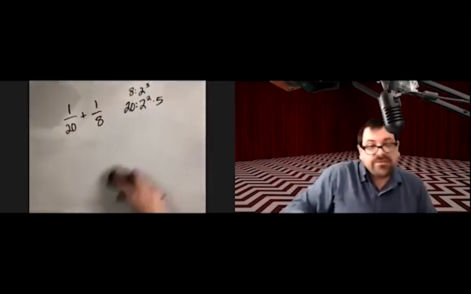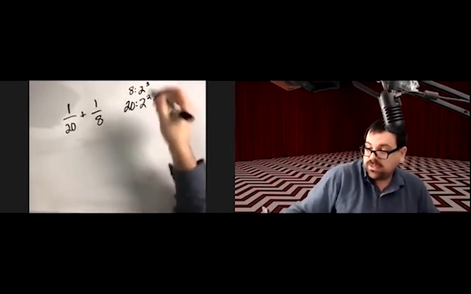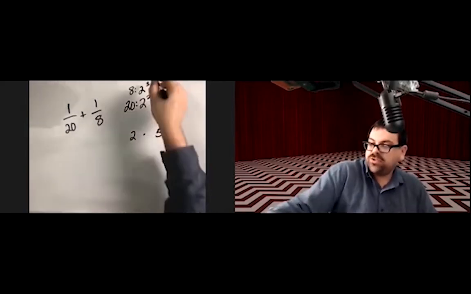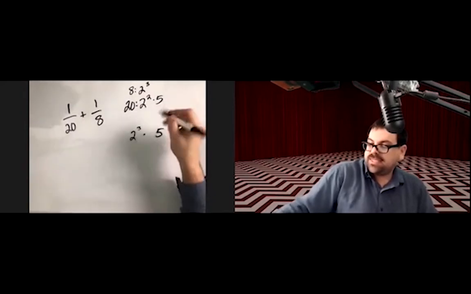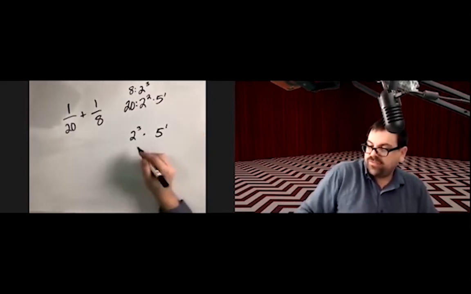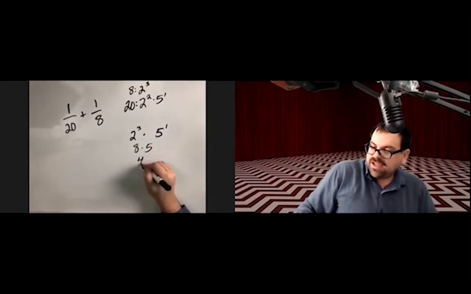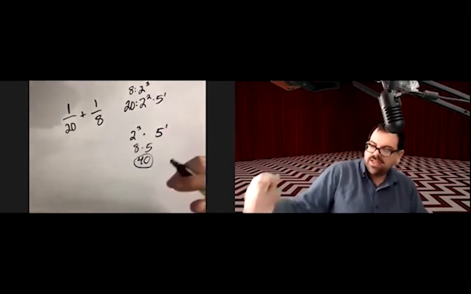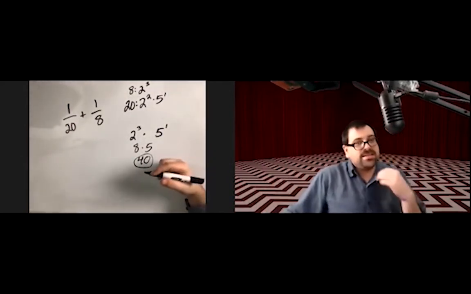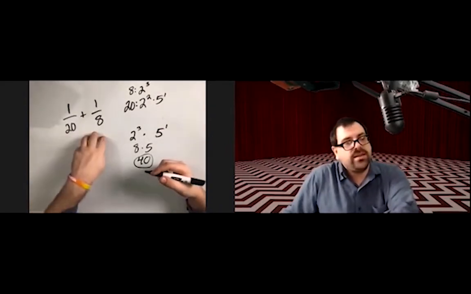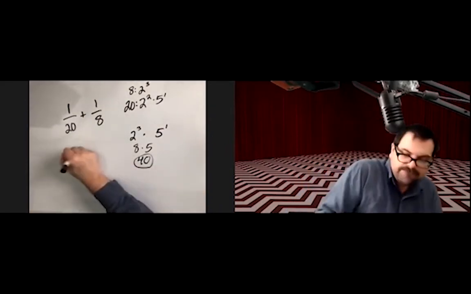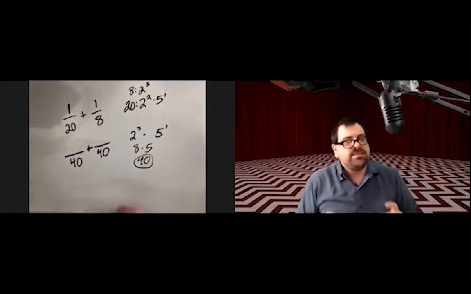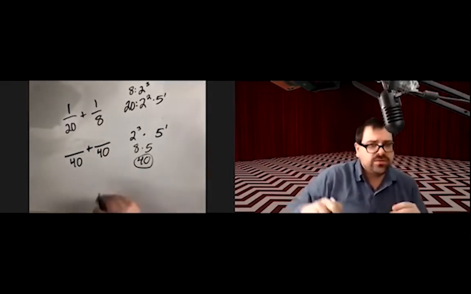Let's do our rule. Every factor to the highest power. We have a 2, we have a 5. The highest power of 2 we see is a 3. The highest power of 5 we see is just 5 to the first. That's 8 times 5, which is 40. So the least common multiple of 8 and 20 is 40. That means the least common denominator of 1/20 and 1/8 is 40. Which means both of these fractions need to be rewritten as fractions over 40.